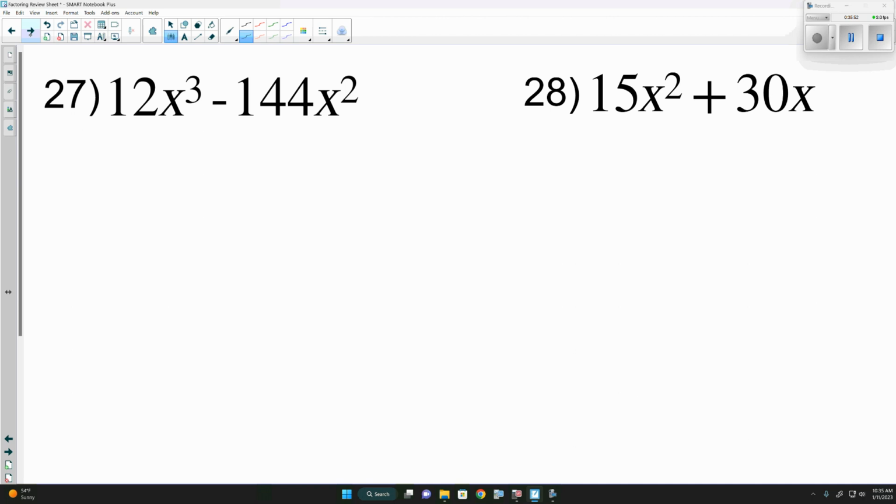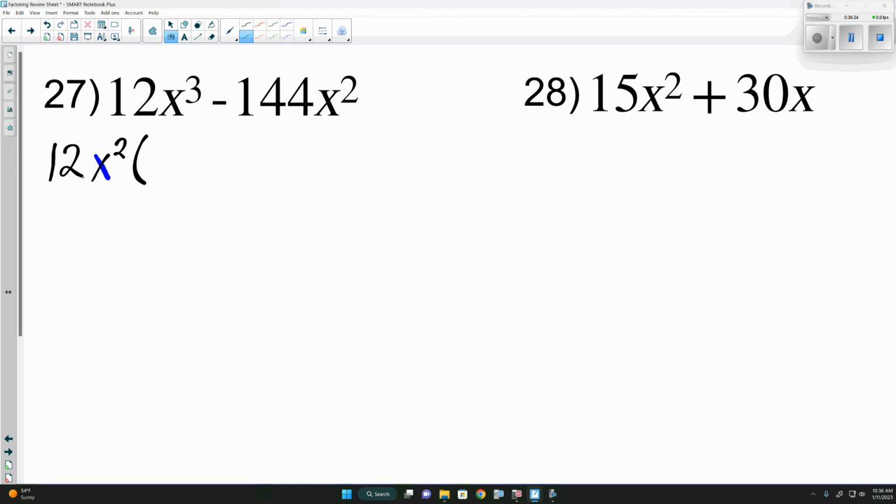So we have two terms, yes? One of them's a cube, because we have x to the third, that's a perfect cube, and one of them's x squared, because they have a greatest common factor. So we know x squared is going to be part of the greatest common factor. X cubed and x squared, we can pull that out. Is there a greatest common factor between 12 and 144? 12x squared. So 12x squared is the greatest common factor.